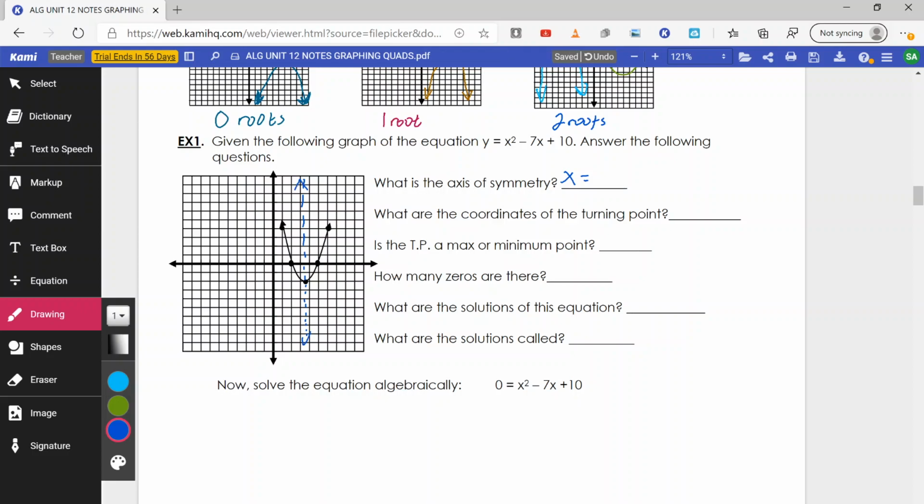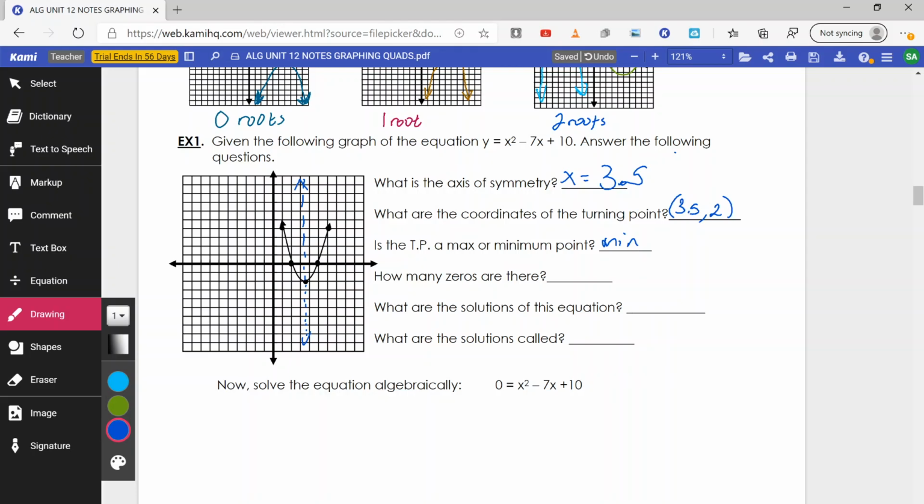Now, what is the x value? I see I go right 1, 2, 3.5. So 3.5. And then the coordinates of the turning point. Well, the turning point is, first of all, the x value, our axis of symmetry, so 3.5. And then the y value, I see I went down 2. So there's our turning point, 3.5, negative 2. So is this a maximum or a minimum? Again, maximum would be the highest point, minimum would be the lowest point. I see on our graph it is the lowest point, so it's going to be a minimum.